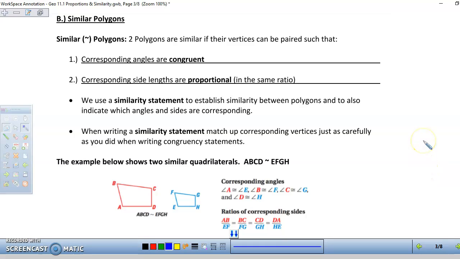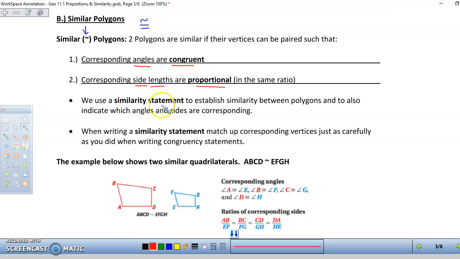Okay, the next thing, so definition of similarity. So similar polygons, here's the notation for similarity. So congruence, remember, was an equal sign with the squiggle. Similarity is just the squiggle. So two polygons are similar if their vertices can be paired such that, first thing, the corresponding angles are still going to be congruent, just like they are with congruency. The only difference here is the side lengths are proportional. So you can set up proportions for all the corresponding sides, or ratios that are equal.